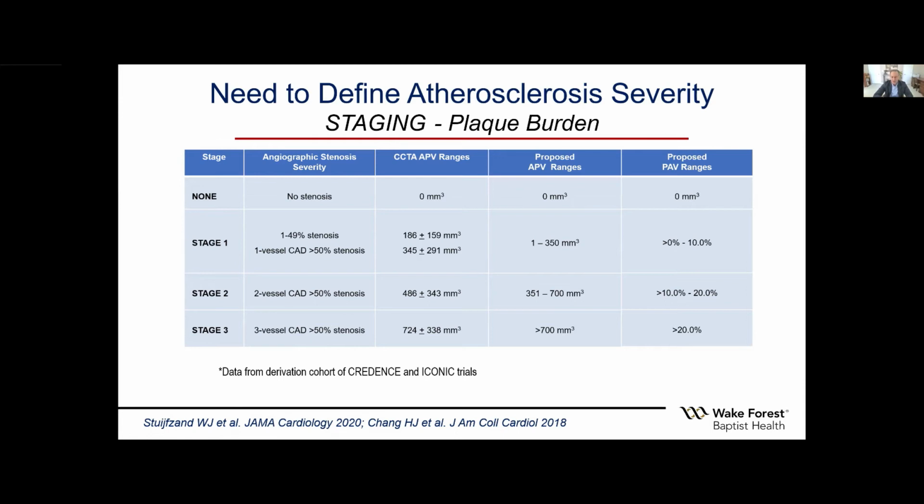And as you can see, if you have no atherosclerosis, then you're in stage 0. Stage 1 would be greater than 0% to 10% atheroma volume. Stage 2 would be greater than 10% to 20% PAV, and stage 3 greater than 20% PAV. And you can see the corresponding angiographic stenosis severity as well as coronary CTA absolute plaque volume ranges to the left.